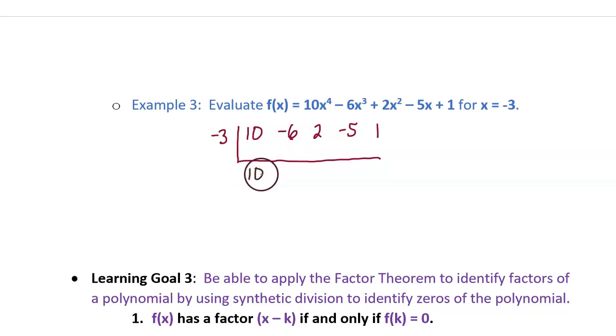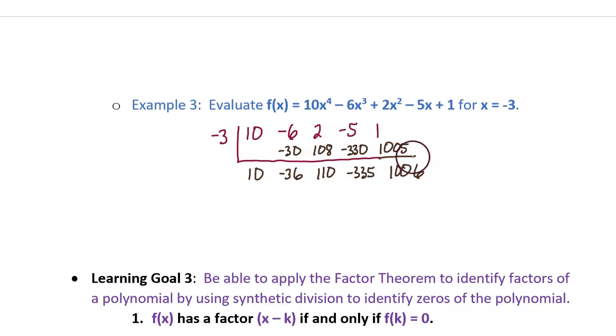Now we're going to run through the process. Bring the 10 below. 10 times negative 3 is negative 30. And add these together. That's negative 36. Then multiply negative 36 times negative 3. That makes 108. And then add these together, making 110. Then multiply 110 times negative 3. That's negative 330. And then add these together, negative 335. Then multiply this number by the negative 3. The result is 1005. And finally, add those last two together, making 1006.